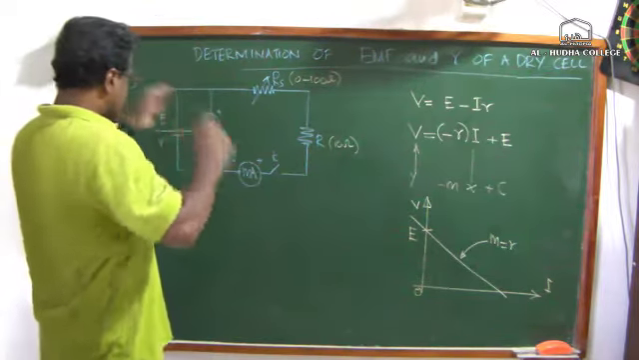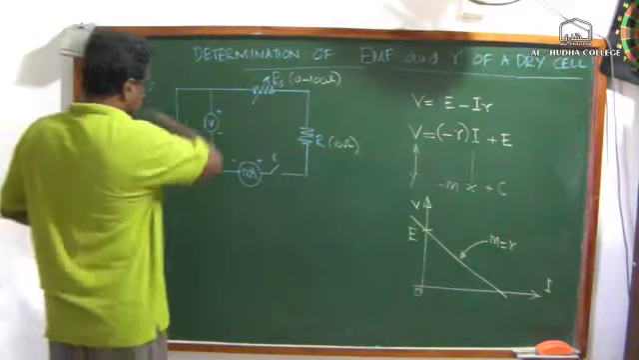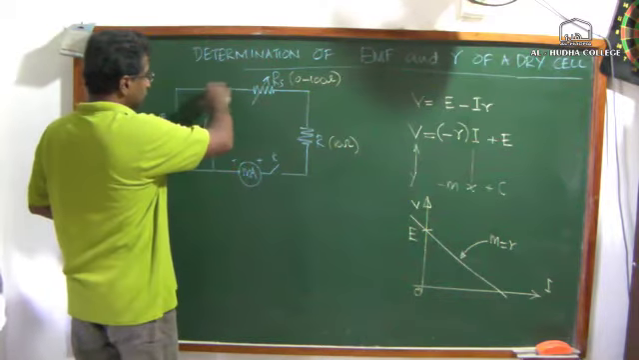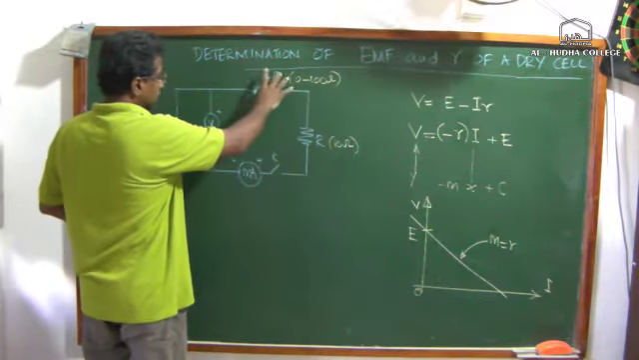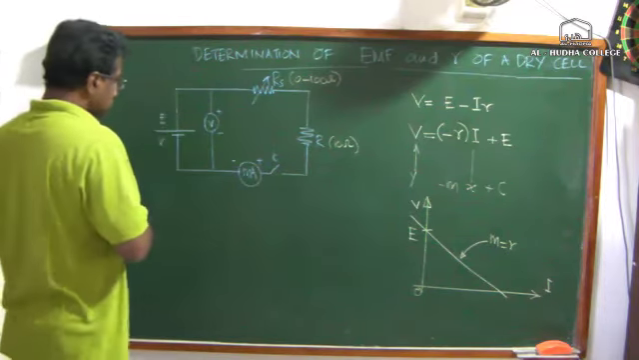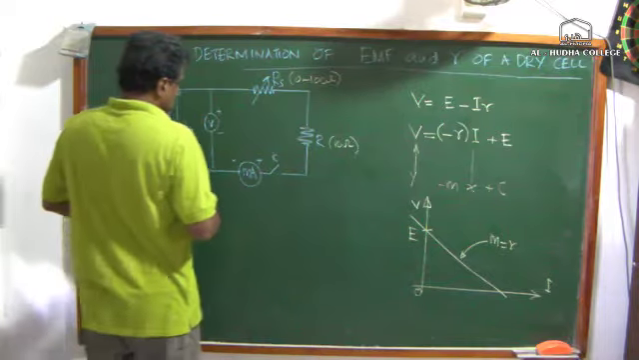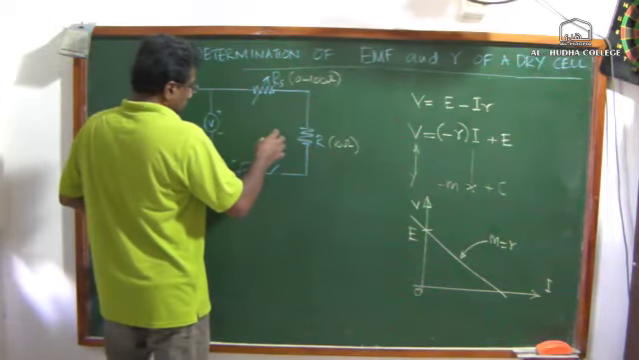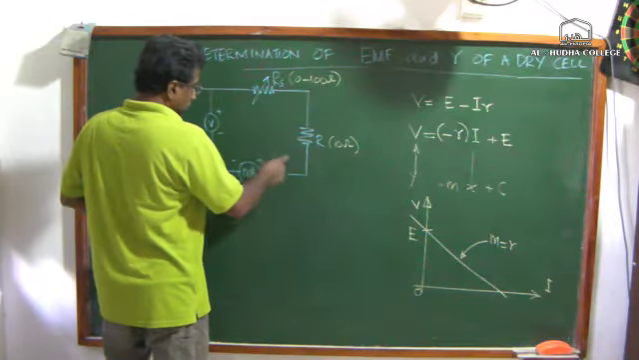Now that is the arrangement that is given here. The current is changed by changing the series resistance Rs, right? And you are given a key.